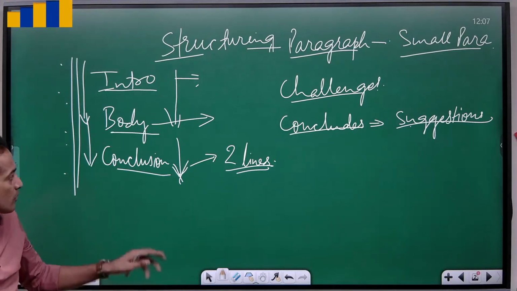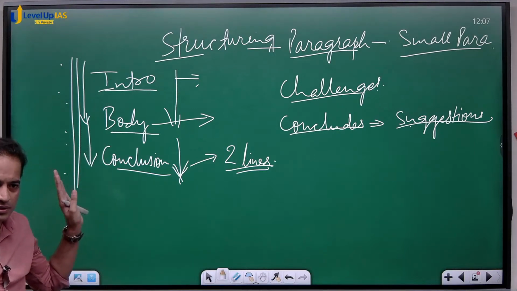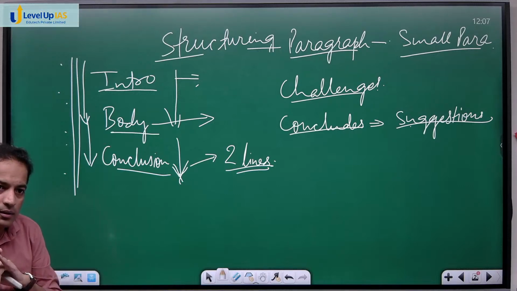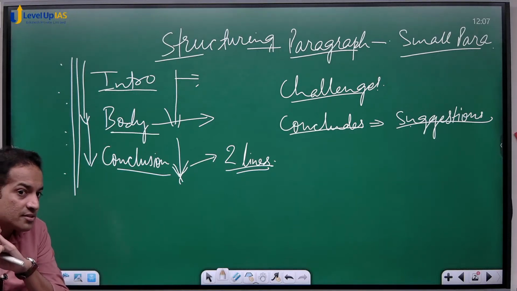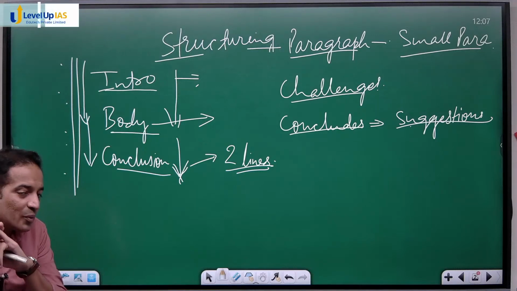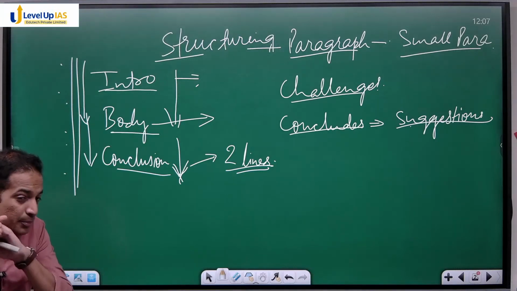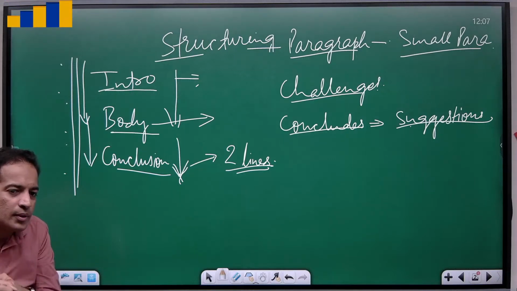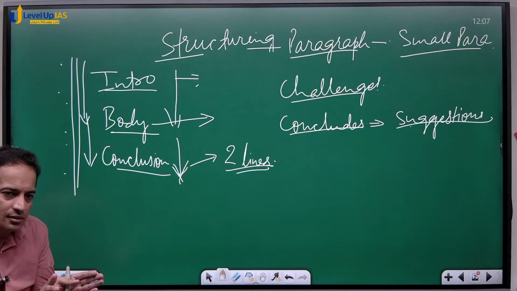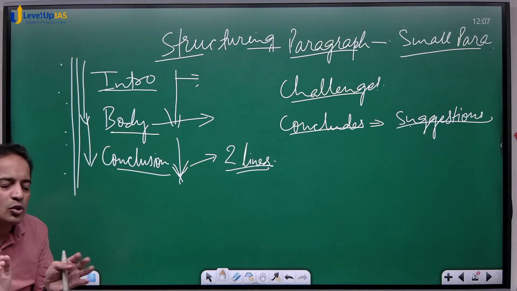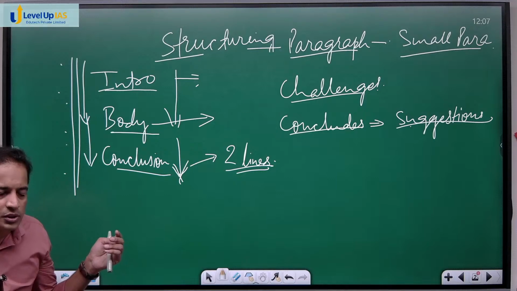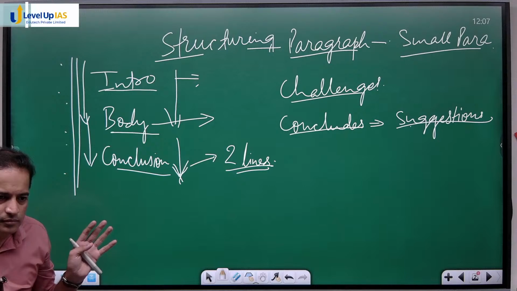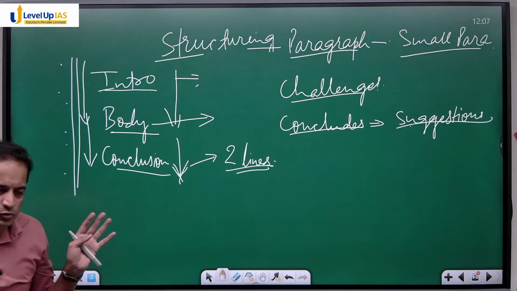Okay? So that is what conclusion is. And in conclusion do not bring any new dimension. Always remember this. Be it ethics, be it essay, be it GS. No new dimension in the conclusion. Conclusion simply means now you are ending your answer. And while ending, you do not bring in something new. You just sum up what you have discussed above. Okay? So that is conclusion.